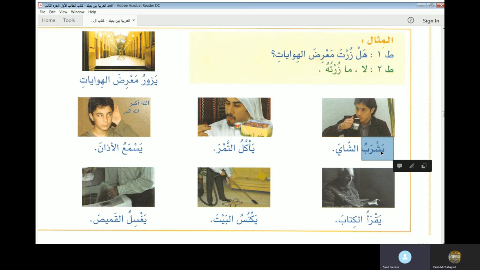She has done this for fil muzari. Yazhabu, he goes. Tazhabu, she goes. Tazhabu, you go. Azhabu, I go. Nazhabu, we go. Did you see this? No.